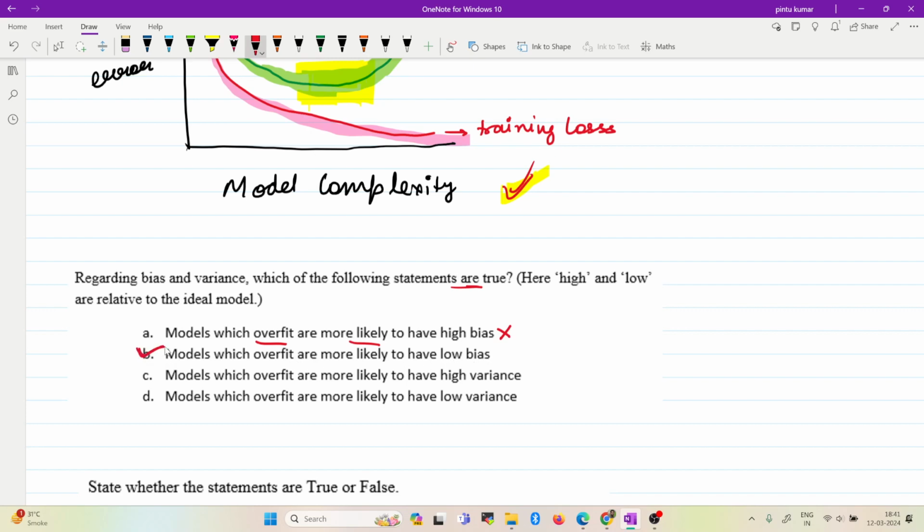Models which overfit are likely to have low bias. This is correct. Now, models which overfit are more likely to have high variance. When you overfit and you change your point even by a bit, then you will see a lot of variation in your curve. So this option is correct, and the other is just the opposite of it, so both of them can't be correct, so that one is incorrect.